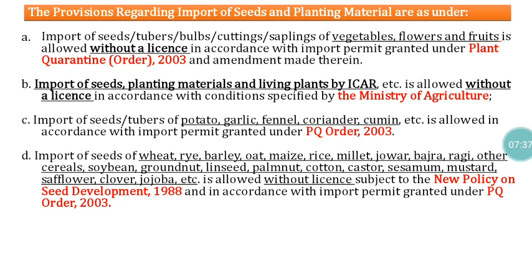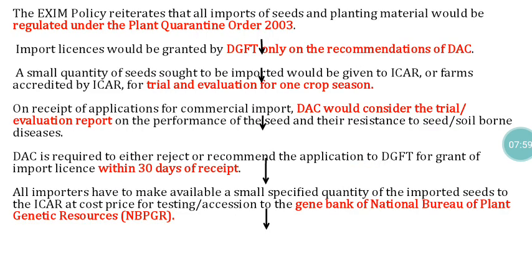So for vegetables, flowers and fruits, and for ICAR for research purpose, what they have to do, and regarding import of potato, garlic, fennel, coriander, cumin, what we have to follow, and import of materials related to cereals, pulses and millets, in all these cases provisions are available in the EXIM policy. These are the procedures that importers or exporters need to follow in order to get an import permit or import license. So the EXIM policy reiterates that all import of seeds and planting material is as per the regulations available in the Plant Quarantine Order 2003.